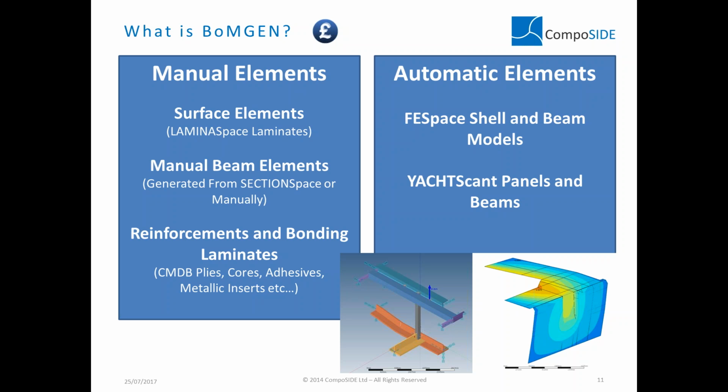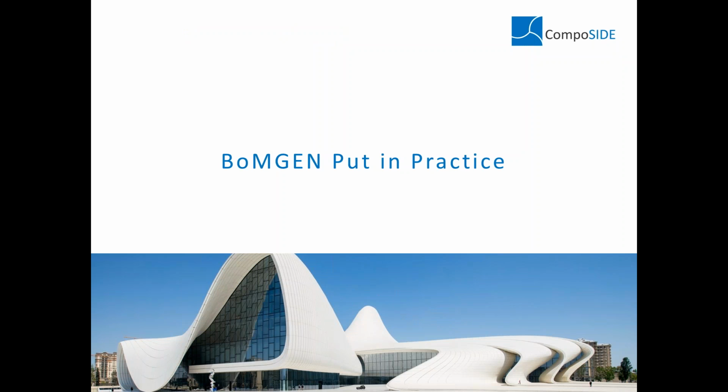Automatic elements are generated from FE space, shell and beam models. So if you've done your analysis within FE space and section space, it will grab all of that data and combine it into one bill of materials. You can also generate it from YachtScant, so any ISO or GL specific scantlings takes those panel sizes and laminates and then combines your whole yacht or motorboat into one bill of materials.